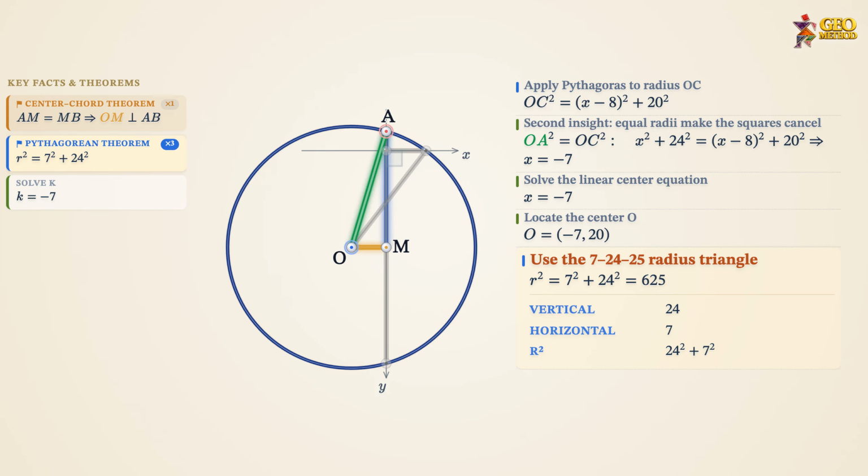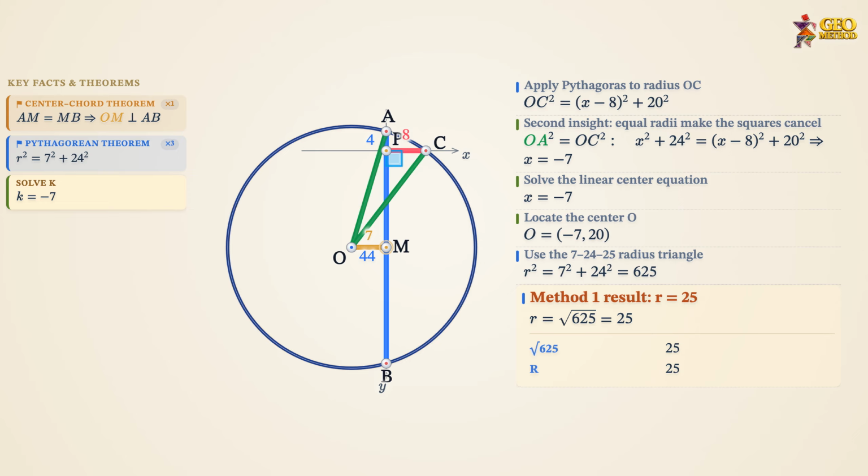Now look at radius OA. Its two perpendicular legs are 7 and 24, so Pythagoras gives r squared equals 7 squared plus 24 squared, which is 625. Therefore, method 1 gives r equals 25.